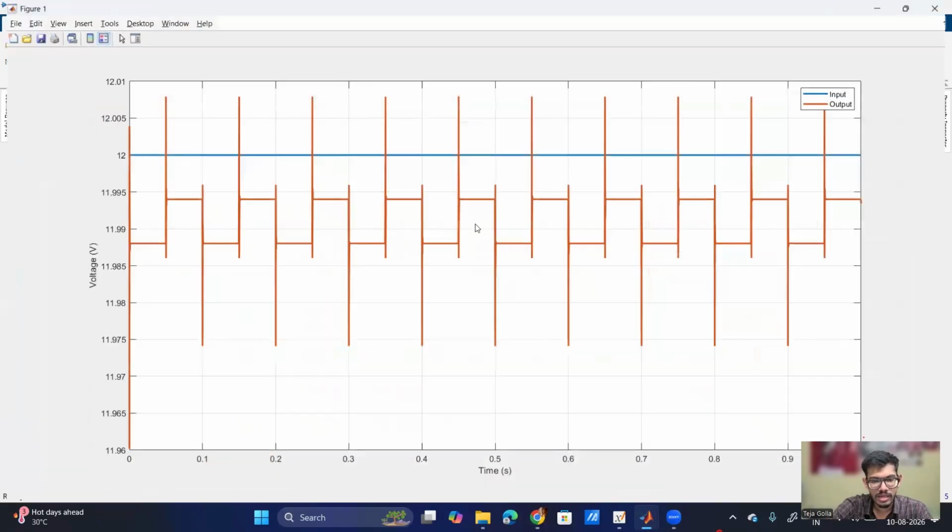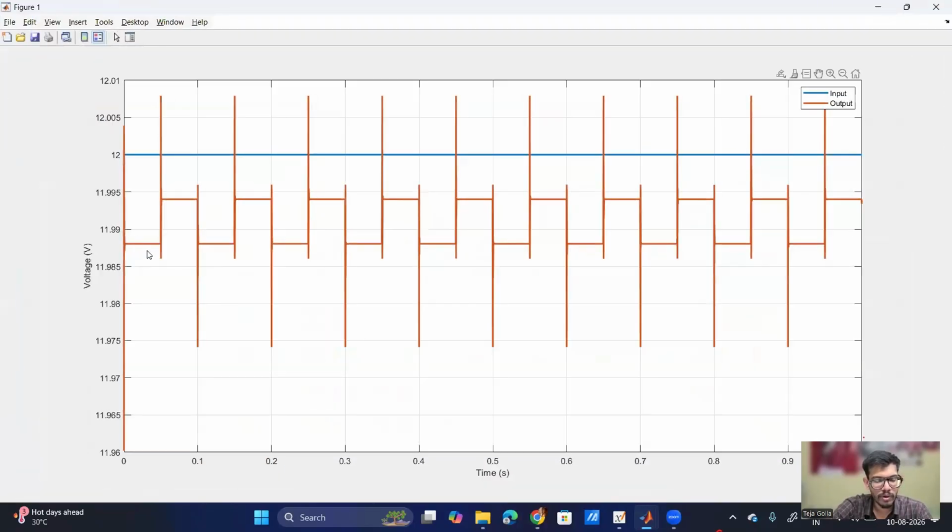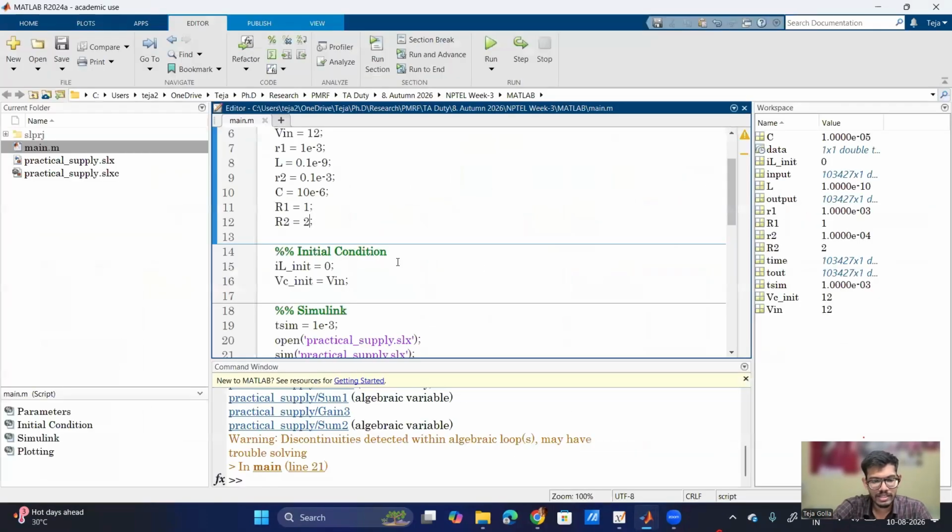As you can see, the value is coming very close, 11.985. Previously it was too much, now it has come as close as 12. So if I'm drawing more current, then the drop will be more because of the resistive drop. So these spikes are because of the inductance as well as capacitance. So now I can vary the values here.